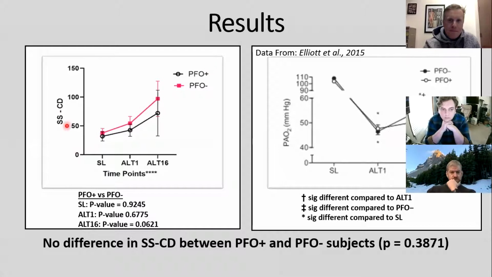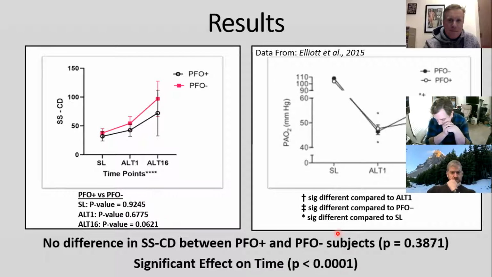On the y-axis is the SSCD, and on the x-axis are our time points: sea level, ALT1 and ALT16. And so you can see here that even though the PFO negative subjects were higher than the PFO positive subjects, there were no differences between groups. Interestingly though, in the multiple comparisons test, the p-values did become closer to significant between the PFO positive and PFO negative groups as time at altitude increased. Additionally, there was also a significant effect of time, with a p-value less than 0.001.